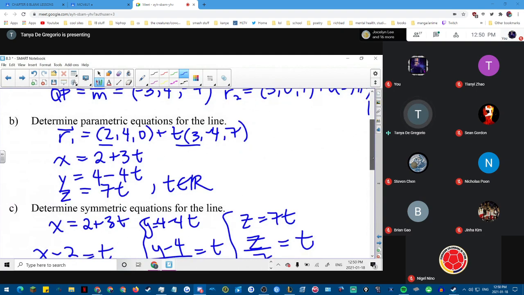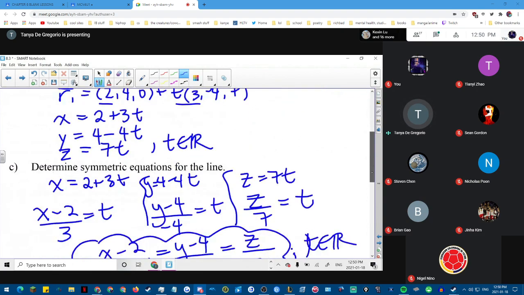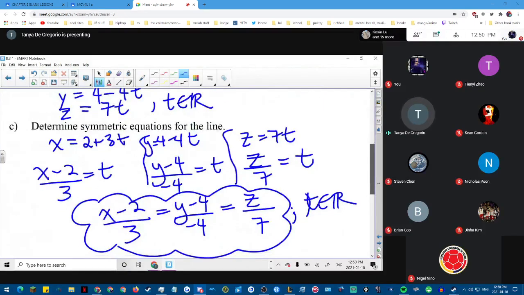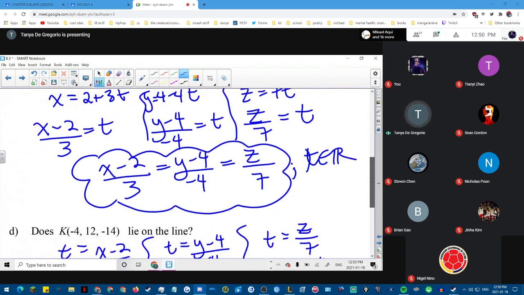Now I want the symmetric equation, so you just have to solve for t in each of these. So I have x equals 2 plus 3t, and I solve for t. X minus 2 divided by 3, y minus 4 divided by negative 4, z divided by 7. Do you guys see that? We're just solving for t, and this is how we write the symmetric equations. We just set them equal to each other, t is an element of real numbers.